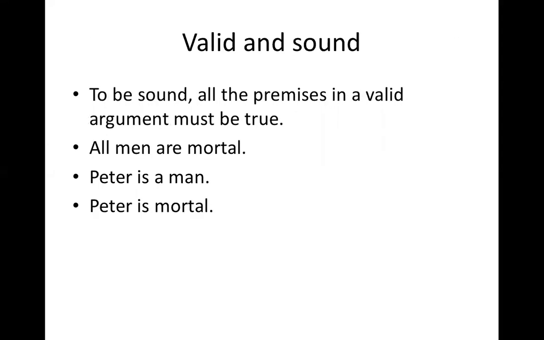Then we have valid and sound. To be sound, all the premises in a valid argument must be true. All men are mortal. Peter is a man. Peter is mortal. Everything here is true. So the argument is valid. It is an argument that affirms the antecedent. So it is a valid modus ponens. And then all the information is correct. So everything is true. So the argument is valid and sound.